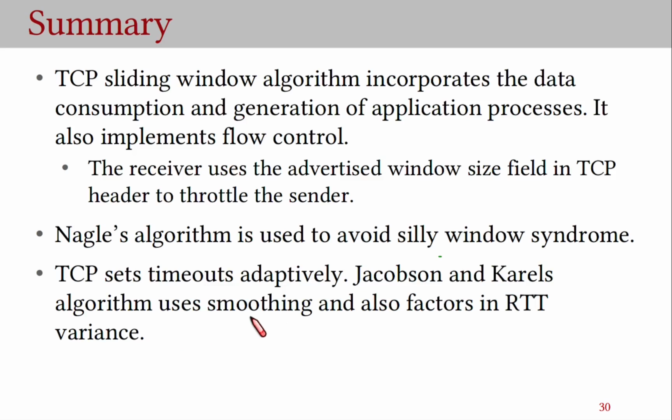So the current estimate is a weighted average of the previous estimate and the current sample, and it also factors in round trip time variations. That's all in this video.